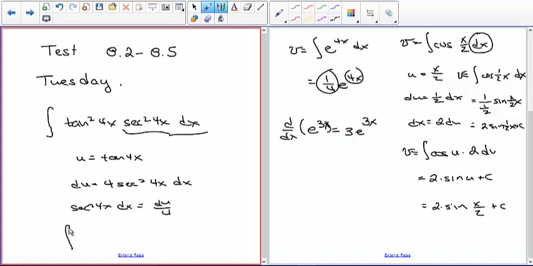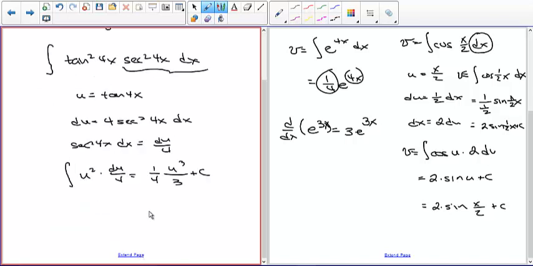So if I make the substitution, I'll have u squared, tangent squared, times secant squared 4x dx, which is going to be du over 4. So I get 1/4 the integral of u squared du, which is u cubed over 3, plus c. A lot of people would just integrate this and forget the 4. So don't forget this part.